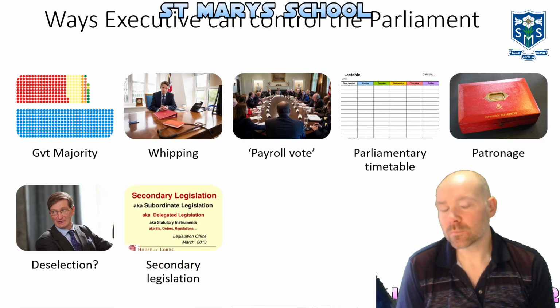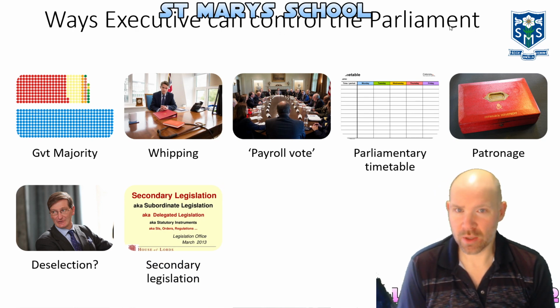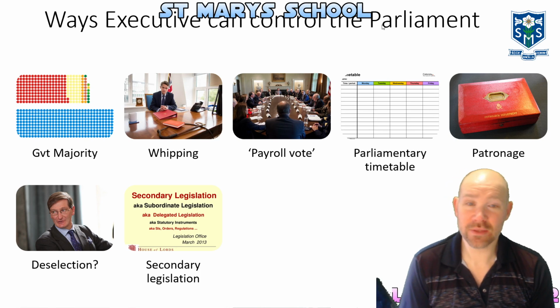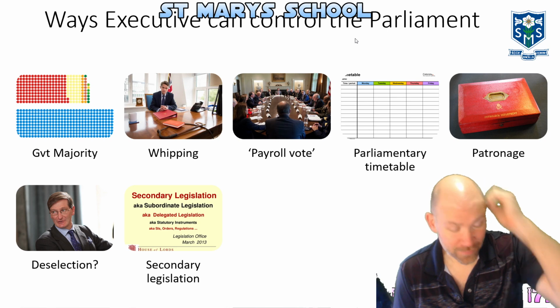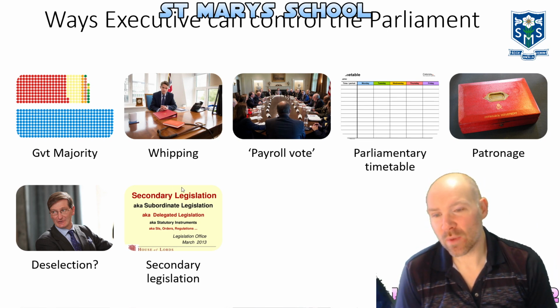This one's very different. So, ways the executive can control the parliament. Oh dear, control the parliament. That should probably say the legislature. Gosh, I didn't realise that title was so badly written. Secondary legislation is a way that they can almost bypass parliament.